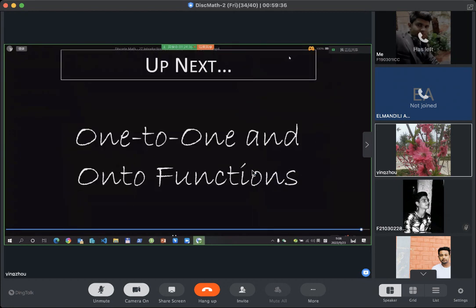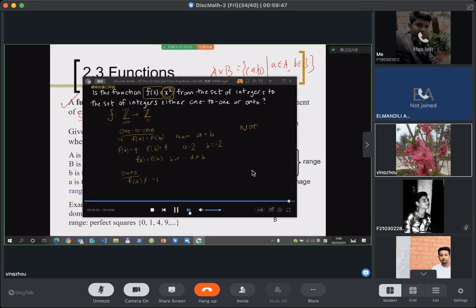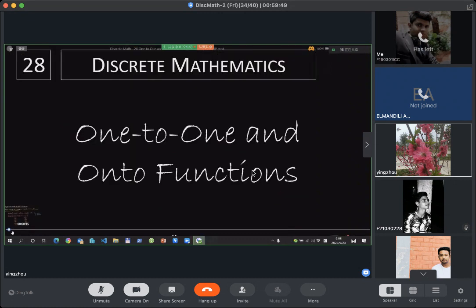Now that we are familiar with functions, I'm going to look at a couple of particular types of functions known as one-to-one functions and onto functions.